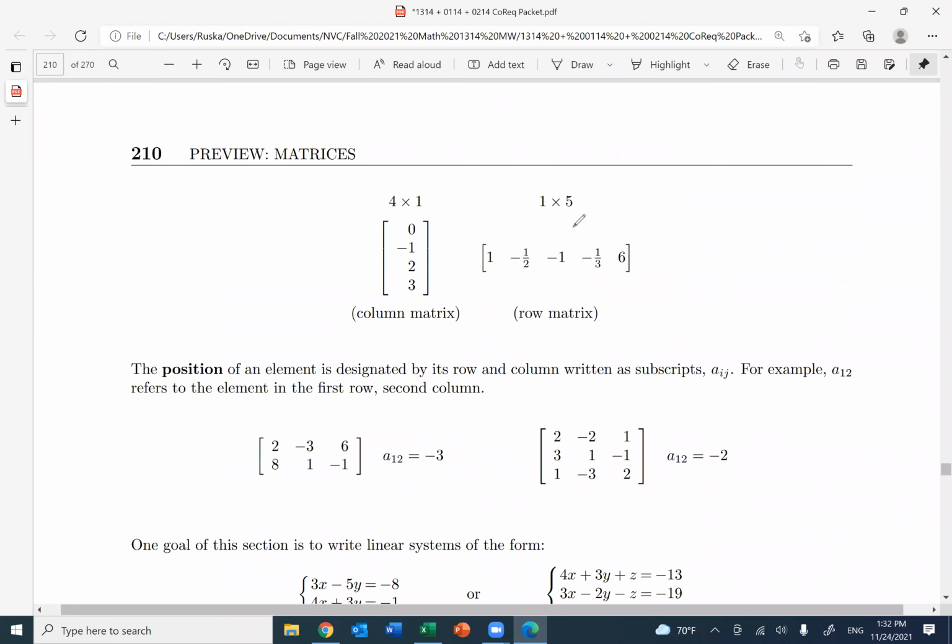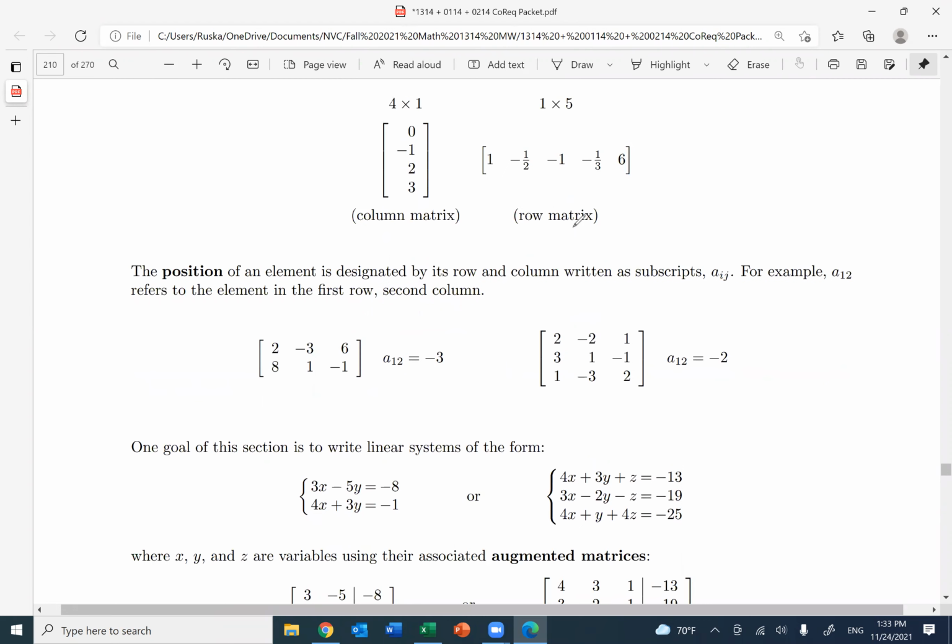And here you have more examples of matrices. We have a column matrix, which has only one column and 4 rows. So 4 by 1 is a column matrix. And a row matrix has only one row, with dimension 1 by 5, 1 row and 5 columns, 5 elements in that row, technically.